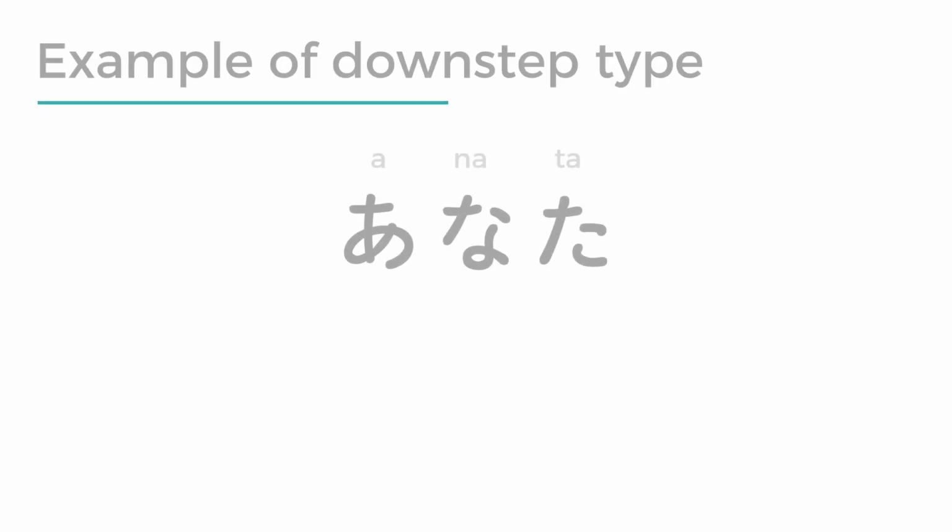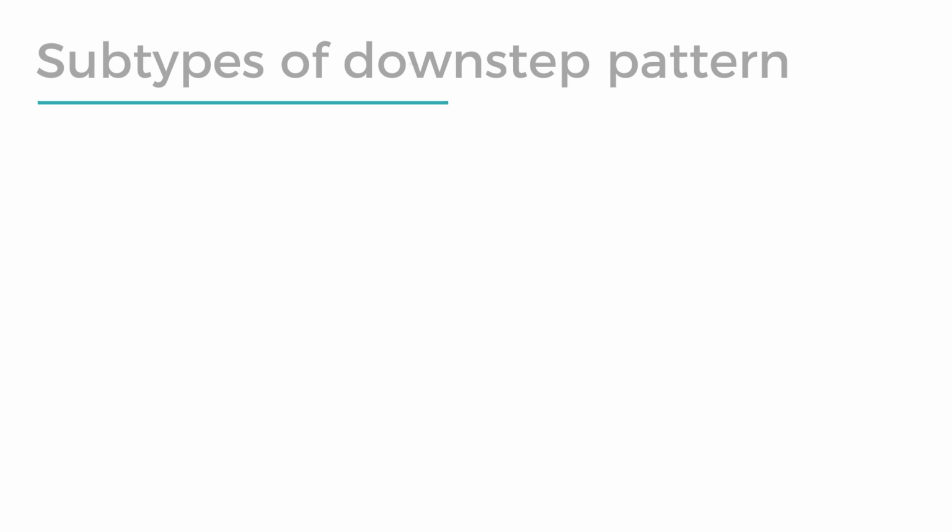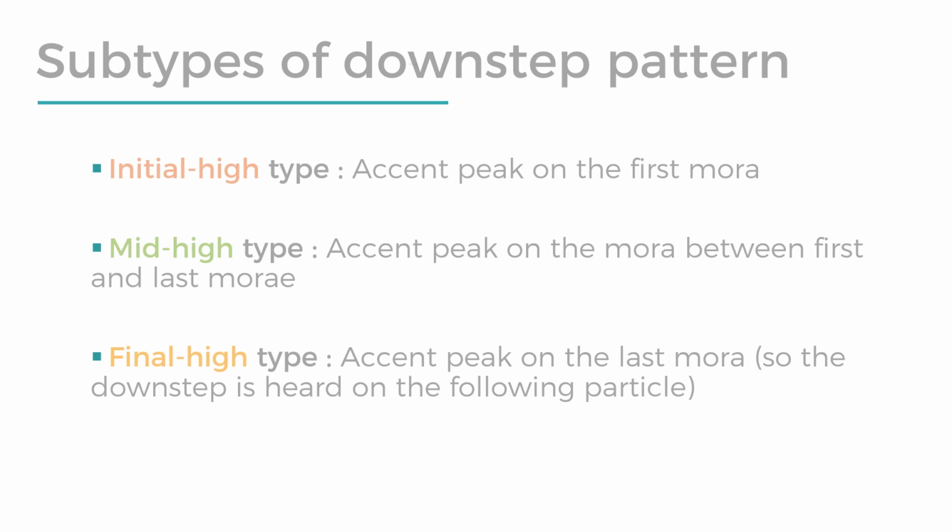Now, let's look at an example for the second pattern, the downstep type, the one which has an accent peak. Anata. This one has its accent peak on the second to last mora, na. So the first mora, a, is low, then goes up to the peak, na, then suddenly drops towards the end, ta, anata. And the downstep type can be further categorized into subtypes according to where the peak is located, either the first, the second, or the third, or the fourth mora, if the word has 4 morae, for example.